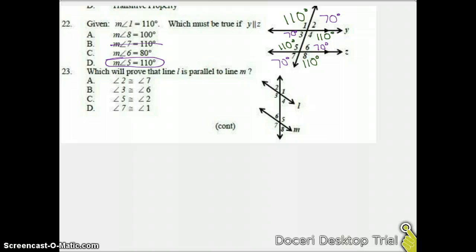Number 23, which will prove that lines are parallel. 2 and 7 are not the same angle. Those would be exterior on the same side. That doesn't work. 3 and 6 are consecutive interior. Those are actually supplementary for the lines to be parallel, not congruent. That's out. 2 and 5, they're not one of our pairs. But 1 and 7 are alternate exterior, so those would make the lines parallel.